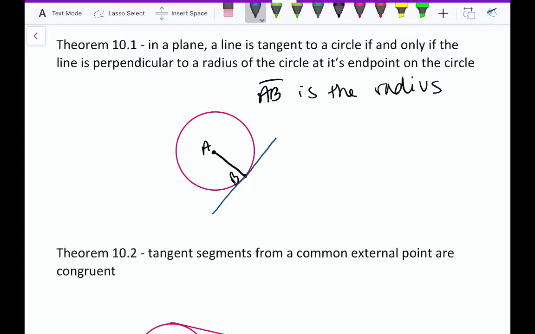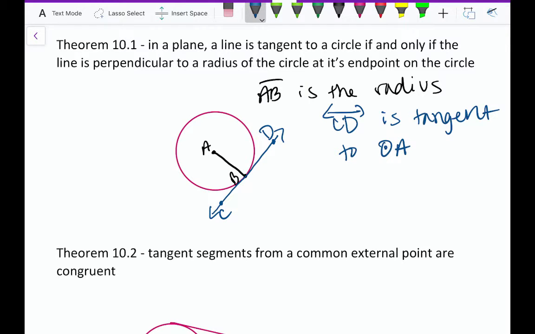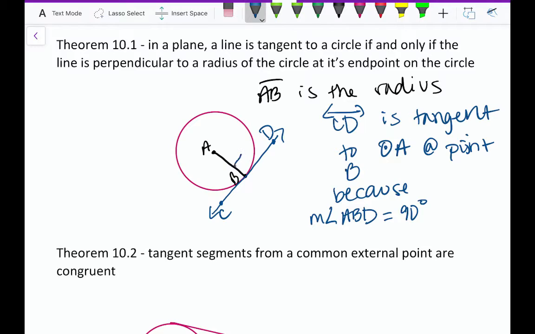So what does that mean? That means if this is the tangent line, we'll call this line CD. Line CD is tangent to circle A at point B because the measure of angle ABD equals 90 degrees. In other words, it has to be perpendicular. This has to be a right angle.